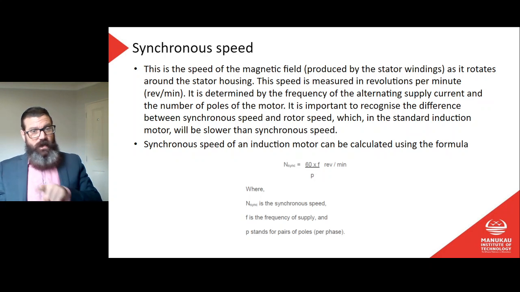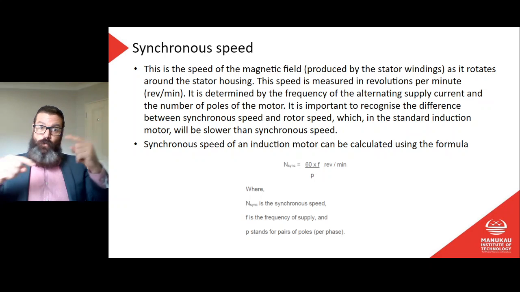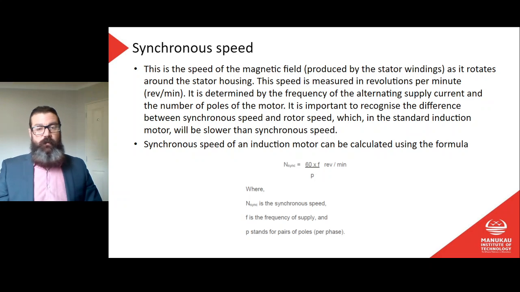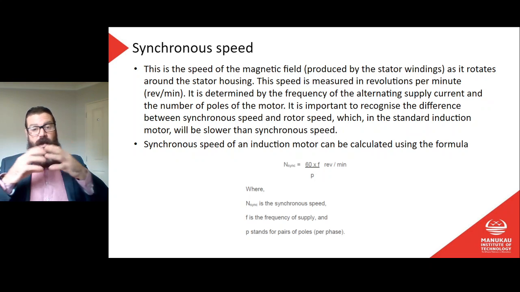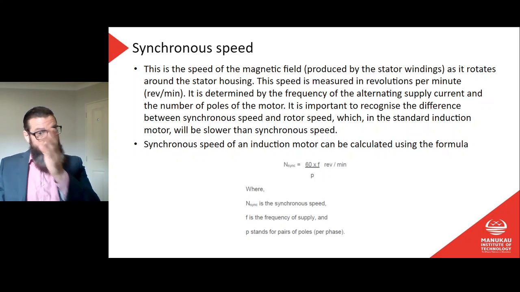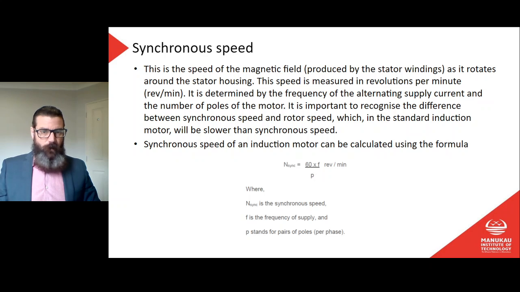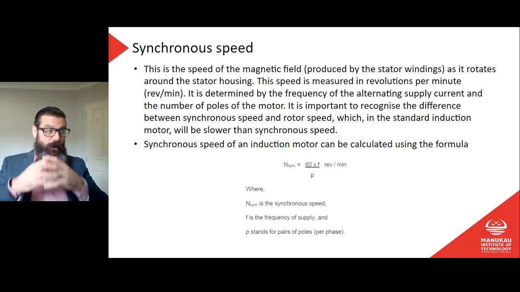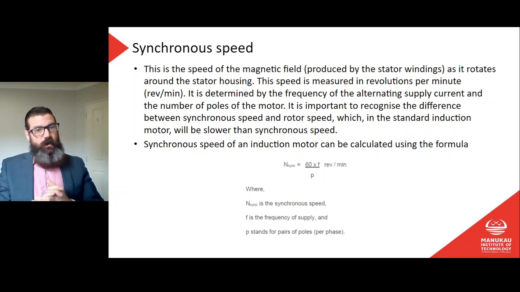How fast it's rotating depends on the frequency of supply, obviously, because that tells us how quickly each of those poles becomes a north and a south. The faster it becomes north and south, the faster the magnetic field is rotating. And then the number of poles in the motor. So I can't increase the number of phases, but I can increase the number of poles. That's how many times each phase appears on my stator. And the more poles I have, if I double the poles, I'm doubling my speed.